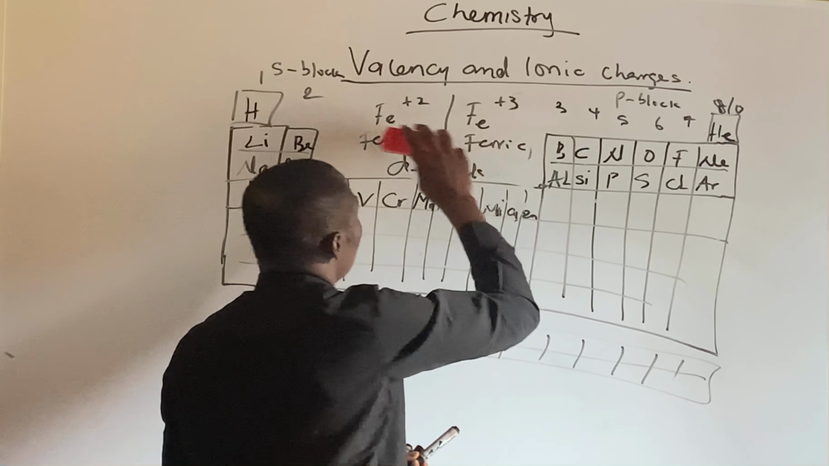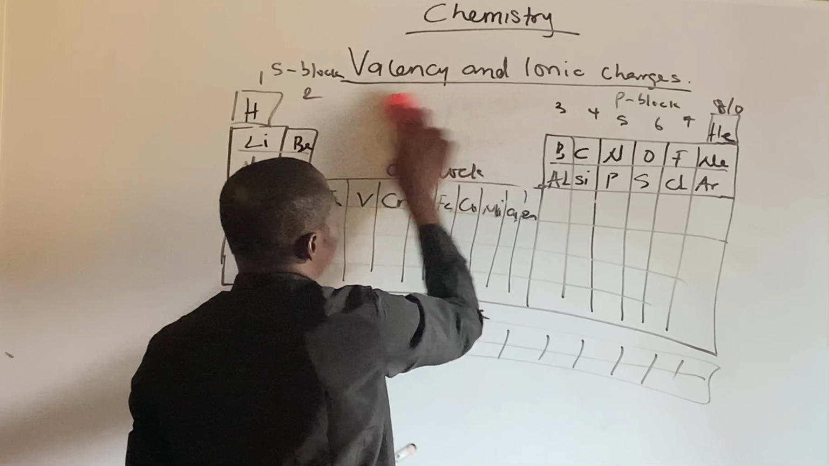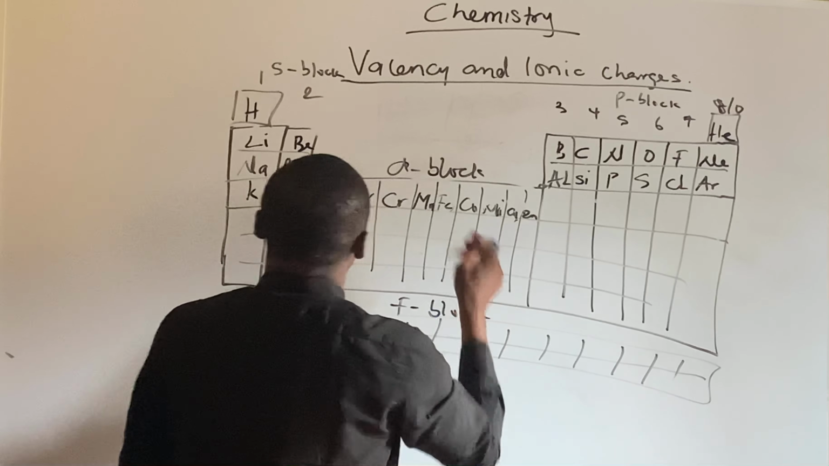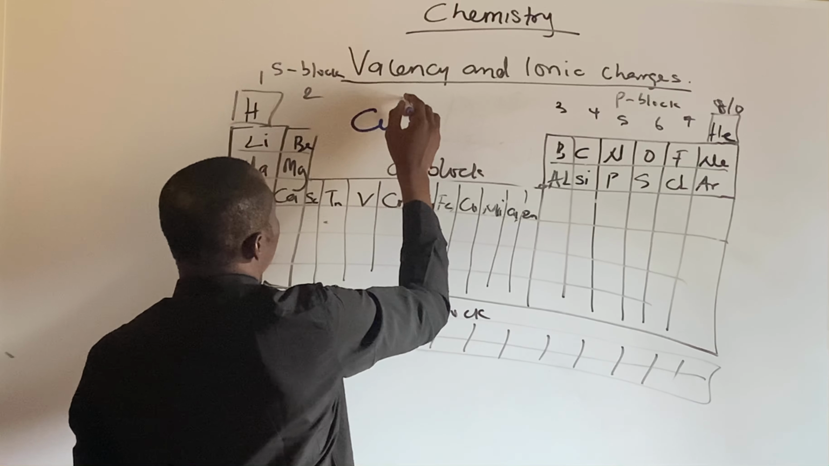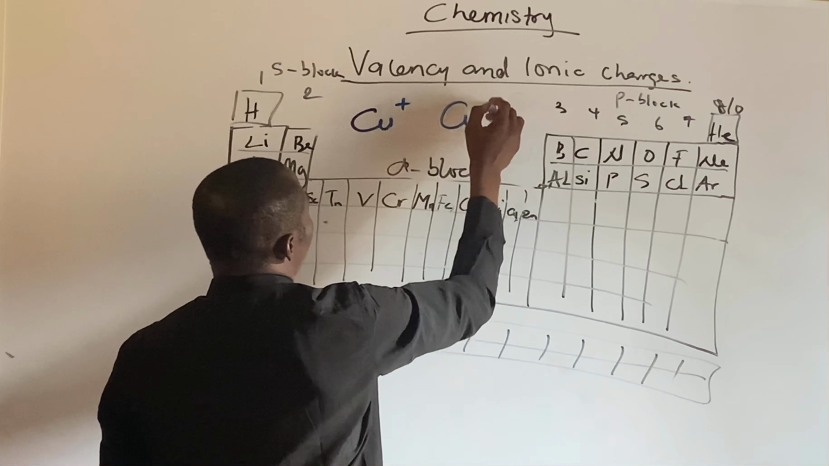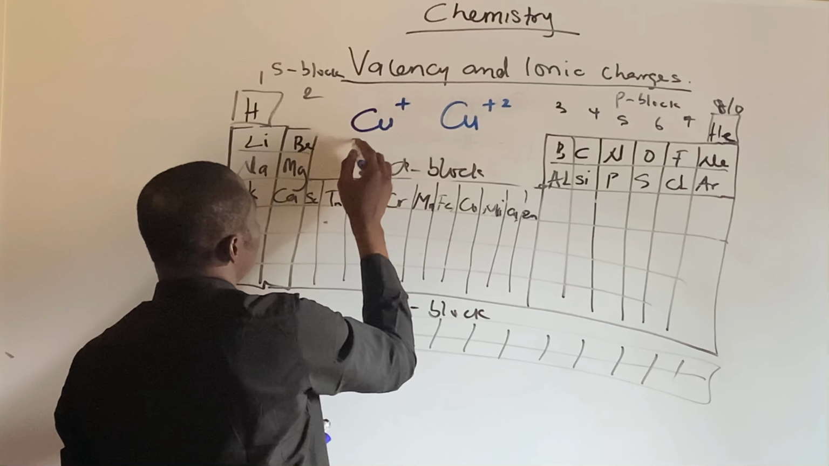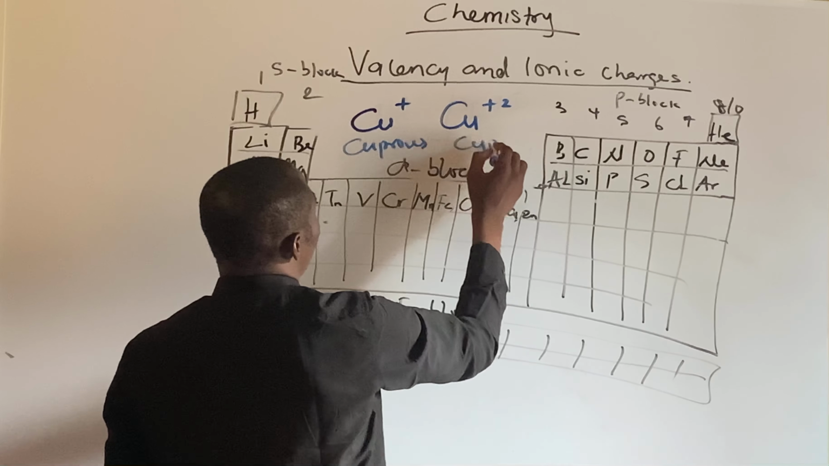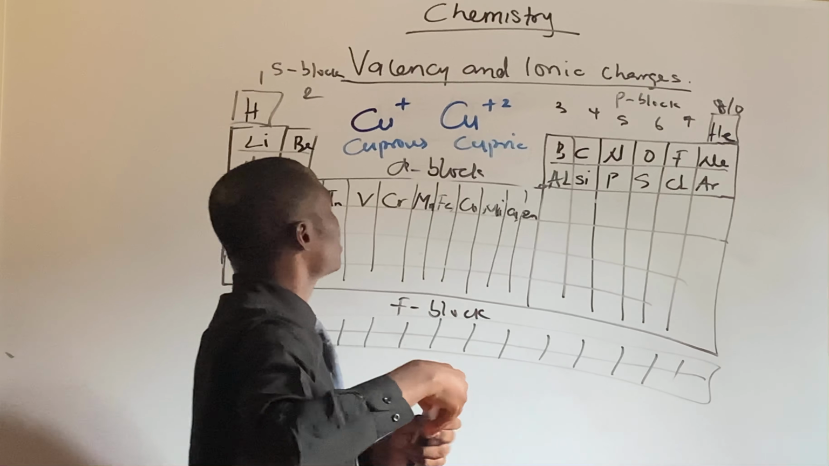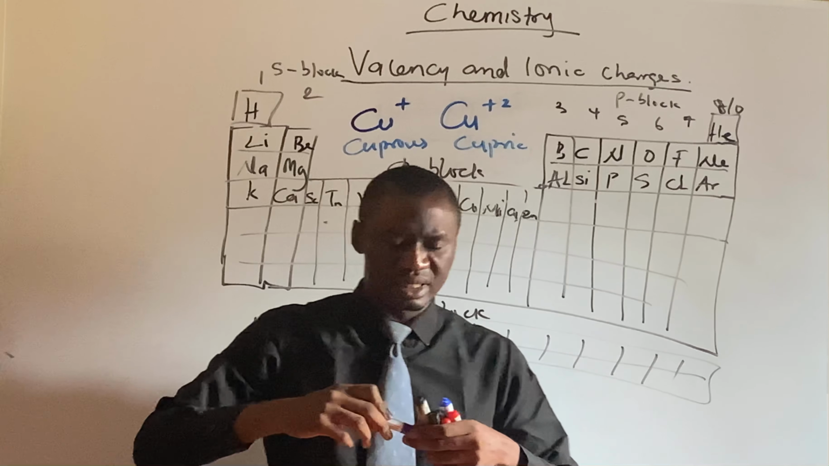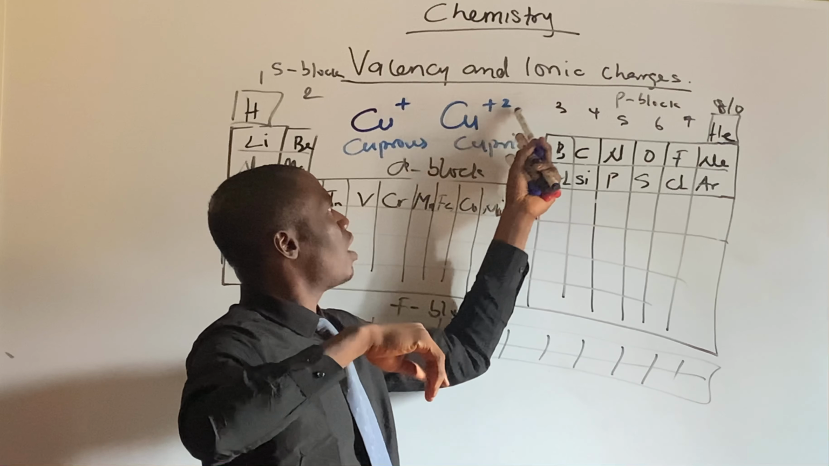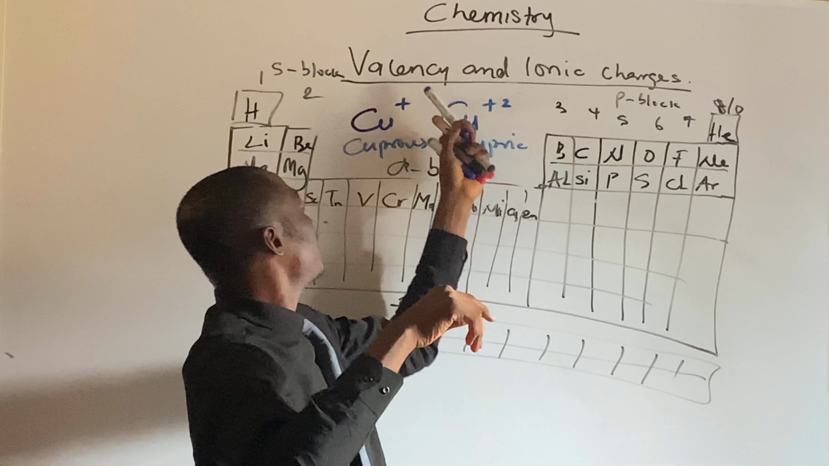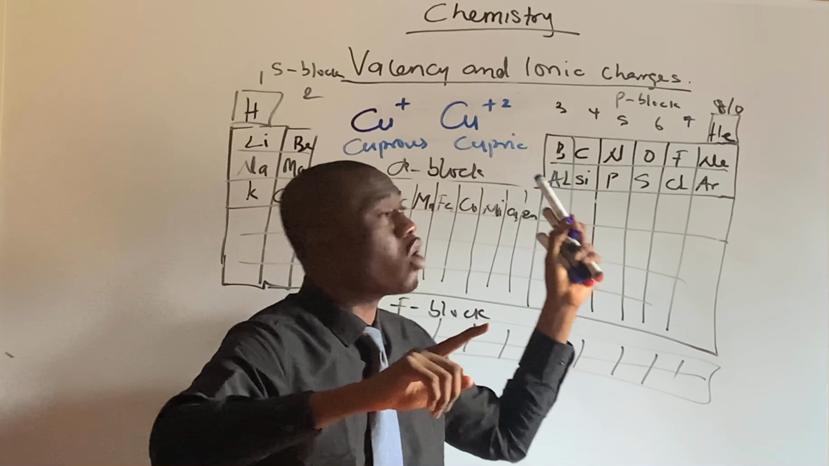Then we take someone like copper. Let's look at copper. Let me use a blue pen now. Copper has a plus 1 charge and copper has a plus 2. Now this is called cuprous, and this is called cupric. All right, so you can see a variable oxidation state. Now these are the ionic charges: plus 2 for cupric, plus 1 for cuprous.